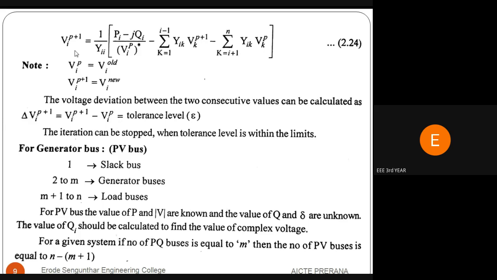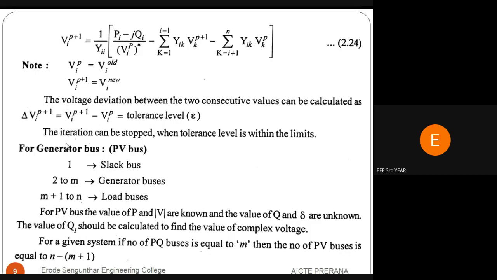That equation can be rearranged as V_i^(p+1) = 1/Y_ii × [(P_i − jQ_i)/(V_i^p)* − Σ_{k=1}^{i−1} Y_ik V_k^(p+1) − Σ_{k=i+1}^{N} Y_ik V_k^p]. Note that V_i^p is nothing but V_i old, whereas V_i^(p+1) is nothing but V_i new. This is the difference between old voltage and new voltage.